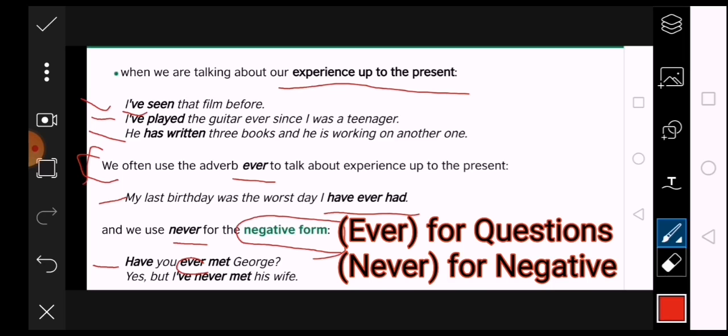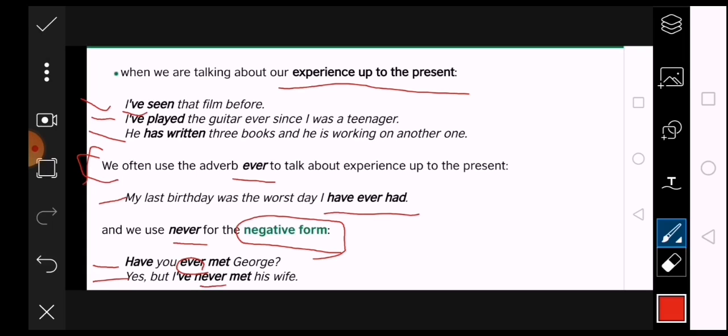We use ever with a question, but we use never with negative. For example, yes, but I've never met his wife. We use never for negative form. So let's go to the second page.